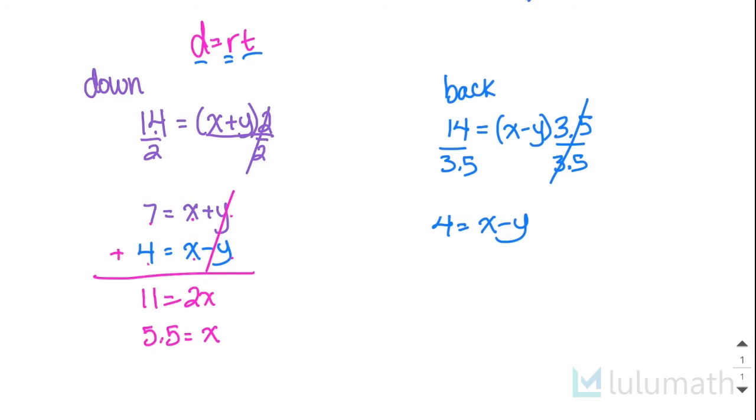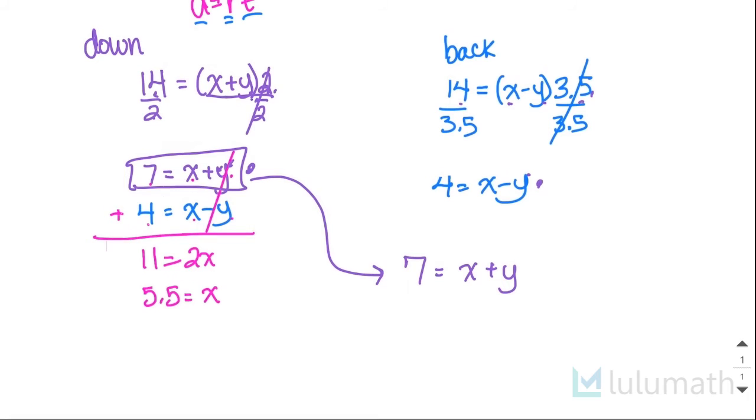Well, I know what x is, but I still have to figure out what y is. So I'm going to take one of my equations. So let's take this 7 equals x plus y equation here. You have a lot of choices. You can use this 14 equals x plus y times 2, this 14 equals x minus y times 3.5, or you can use the simplified equations after we divided the purple one by 2 and the blue one by 3.5, because the purple equations are equivalent to each other and the blue equations are equivalent to each other. So 7 equals x plus y.